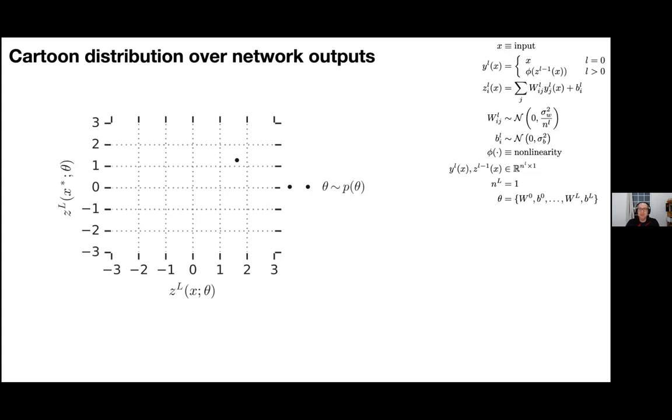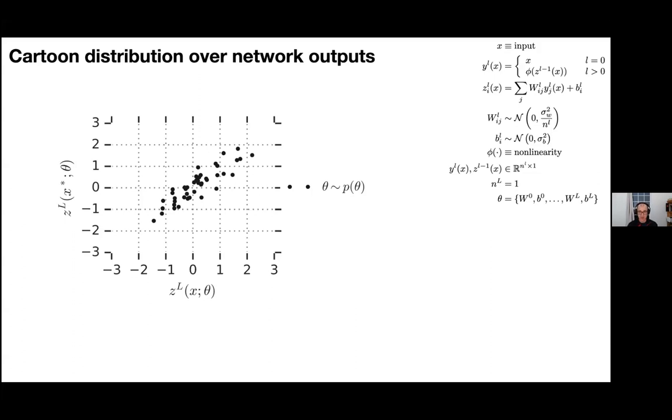Before we dive in mathematically, let me illustrate visually what the core result is going to be using a simple cartoon. This plot compares the network's output, the logit Z capital L, for two different inputs, X and X star. If we draw a sample of the parameters theta from their prior, and then compute the output of the neural network for those parameters for these two different inputs, that will correspond to a point on this plot. If we reinitialize the network parameters over and over again and plot the outputs for these two inputs for each reinitialization, then we will get a distribution over network output, or equivalently, a distribution over functions, which is induced by the distribution over parameters.